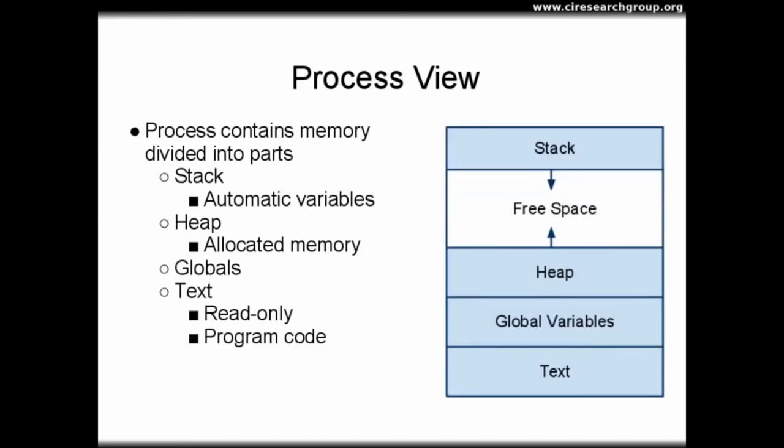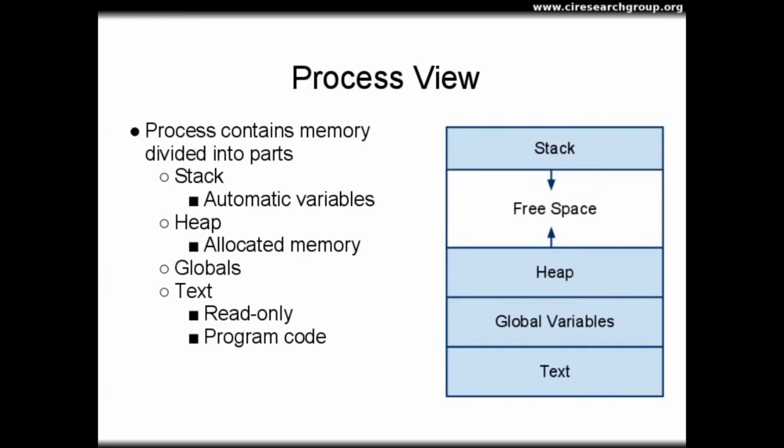Each process, or running instance of a program, on a system uses a different view of memory. Process memory is divided into several pieces: the stack, the heap, global variables, and the text segment. The stack is used to store automatic variables, or variables that are local to functions in the C programming language. Space on the heap is manually allocated and deallocated by the programmer when writing C code, using the functions malloc and free. Free space for extra data is located between the stack and the heap, and the stack and the heap grow toward one another.